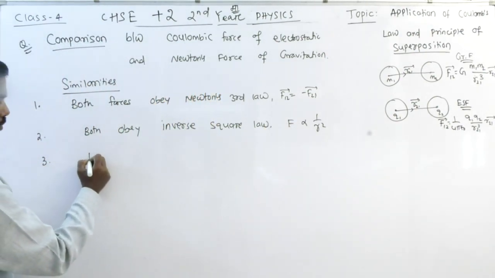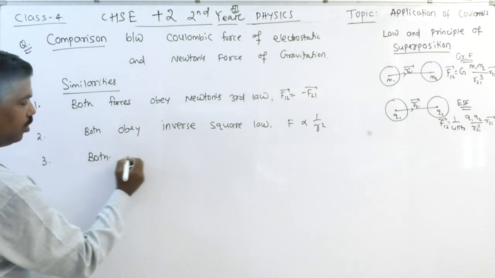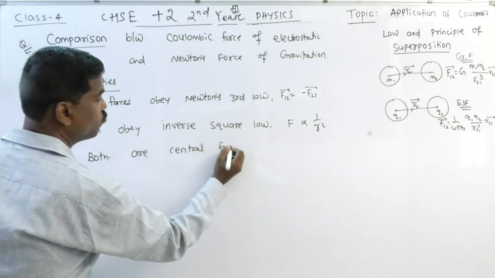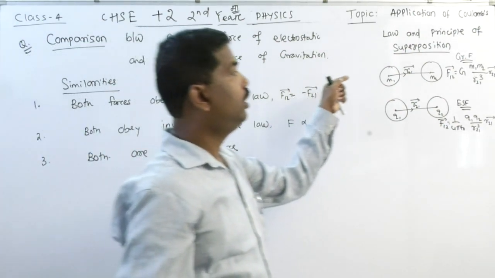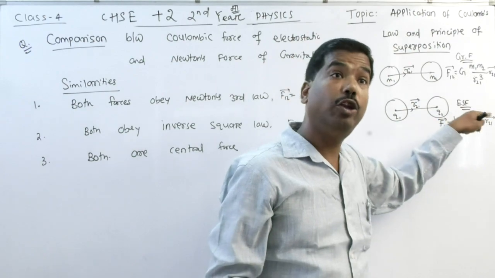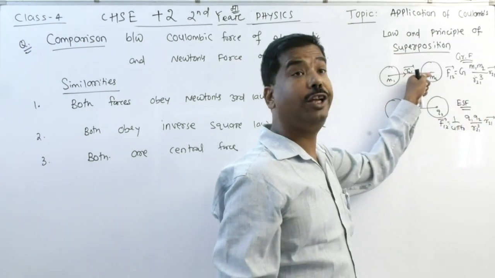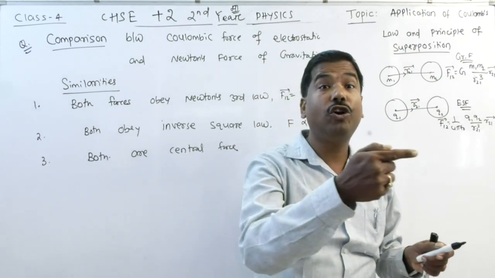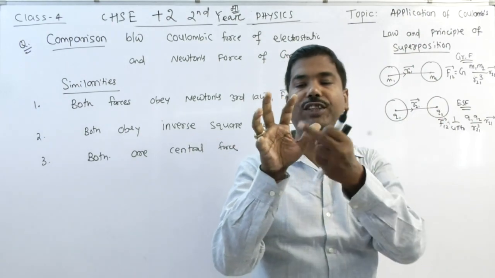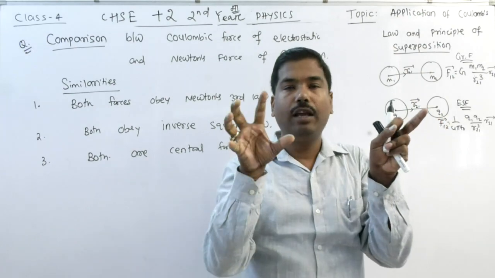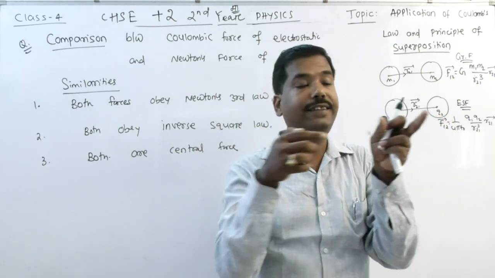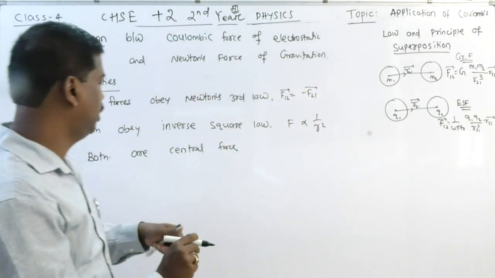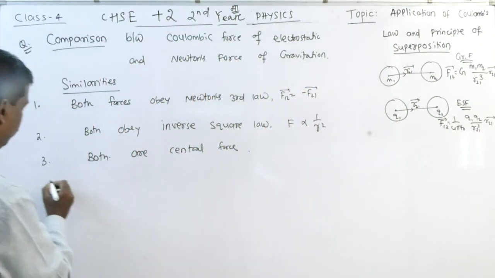Third, both are central forces. Central force means they act from one body's center to the other body's center, so they are called central. Or it acts along the line joining the two charges. If this is q1 and this is q2, then the force acts from the center of this charge to the center of the other charge along that direction. So it is a central force.